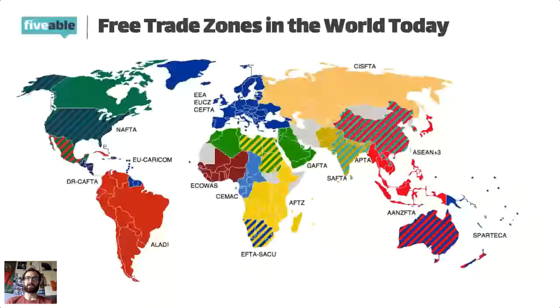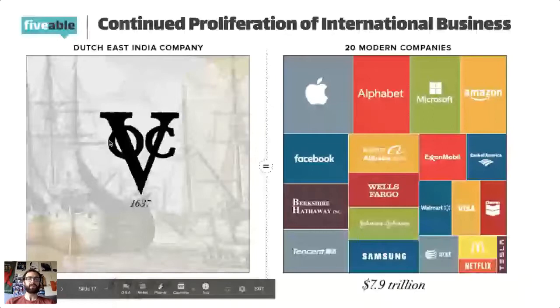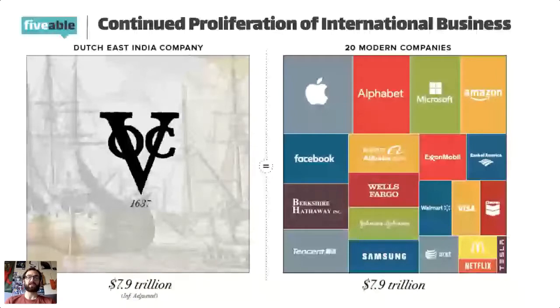And that's why I like this graphic so much. It is indeed the East India Company. If you haven't seen this graphic, to give you an idea, on the left side is the East India Company in its most profitable year. And on the right side are the top 20 modern companies, right? Only when you put them all together do they equal the East India Company. This is why it's one of my favorite graphics of all time. It's just amazing.